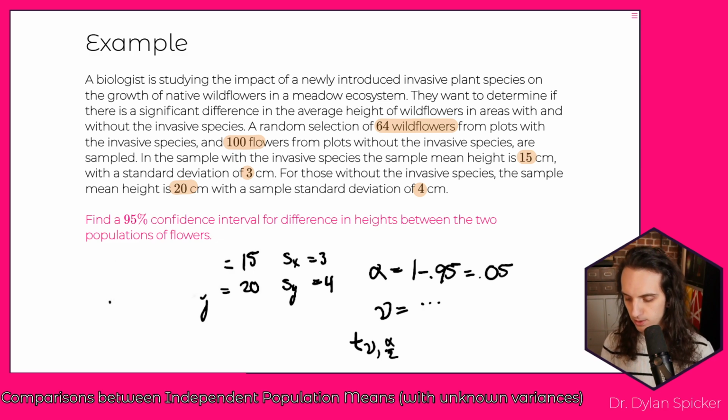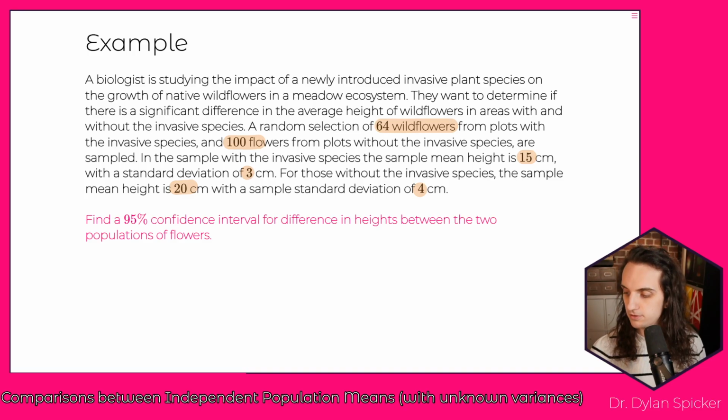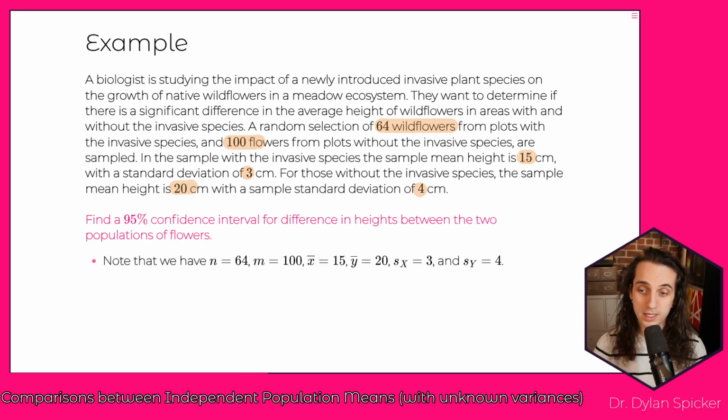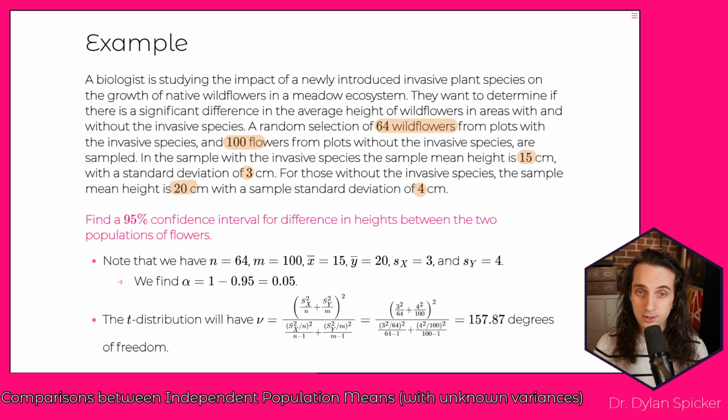And so we can actually work out how this all comes to be from here, right? So we get that n is 64, m is 100, x bar is 15, y bar is 20, sample standard deviations are 3 and 4 respectively. Alpha is going to be 1 minus 0.95 or 0.05, right? And then if we plug into our actual formula here, we get our 3 plugged in for the estimated standard deviation, the 4 plugged in for the other one, and then the 64 and the 100 as the relevant sample sizes here. We work through, we find that there's 157.87 degrees of freedom.